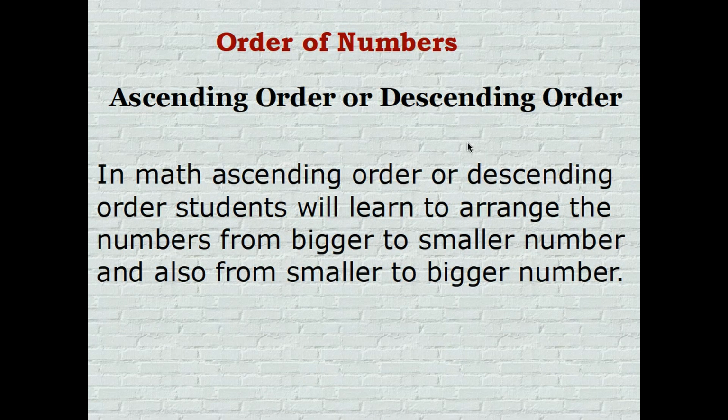When we say order, it can be in increasing order, or it can be in decreasing order, or ascending or descending. When you say ascending, it means increasing order. When you say descending, it means decreasing order. In math, with ascending or descending order, students arrange the numbers from bigger to smaller. When you say descending, it means from bigger to smaller. When we say it is ascending, from smaller to bigger. When you say descending, from bigger to smaller, right? Yes.